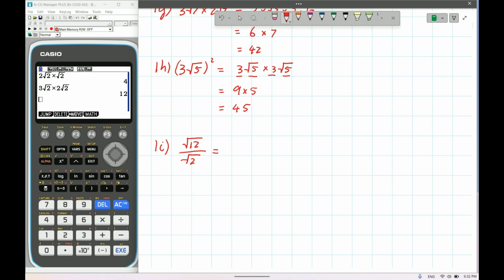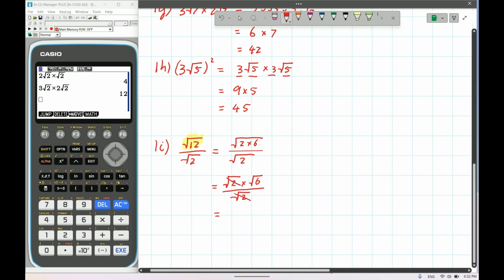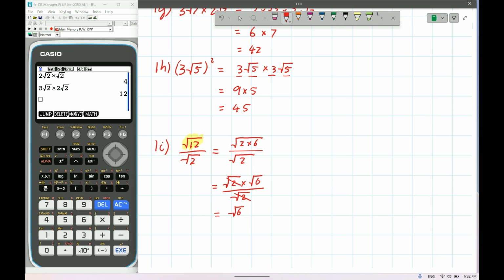The way I'm going to do this is by breaking the top part, the square root 12, up into two individual components. Square root 12 is root 2 times root 6. Then I can write it as root 2 times root 6 over root 2, to which this and this will cancel off. So what you're left with is just root 6. That should be your answer, and you're welcome to verify this on the calculator as well.